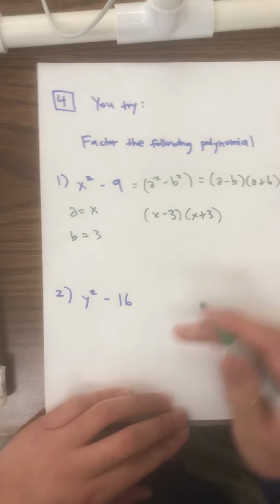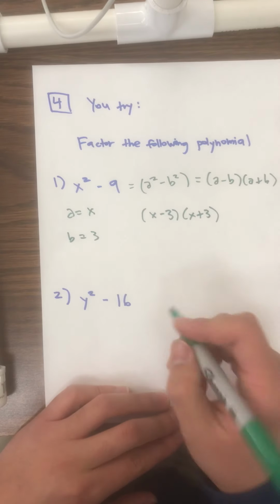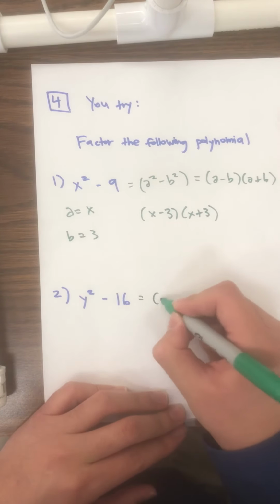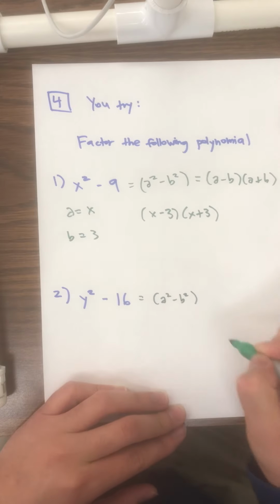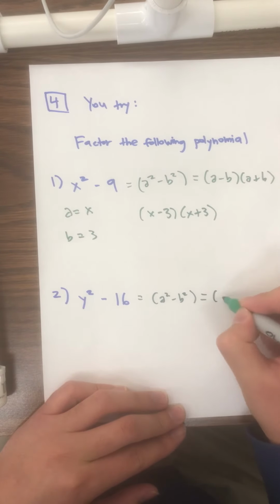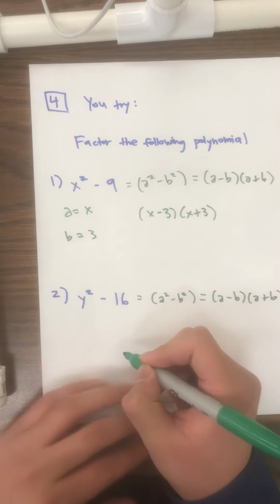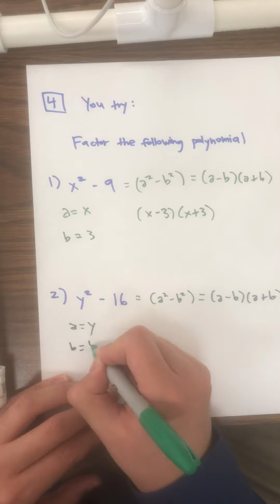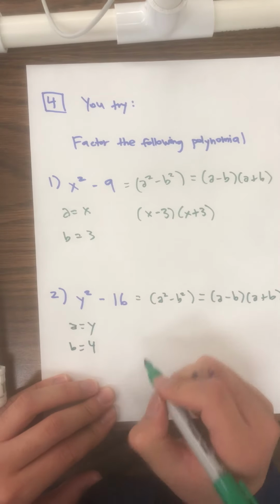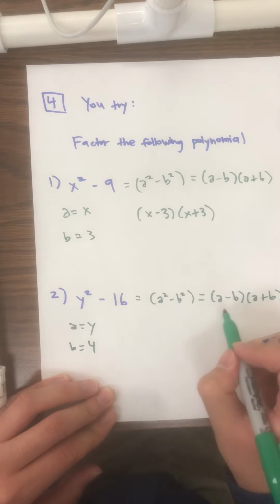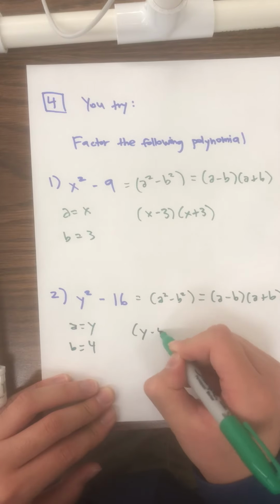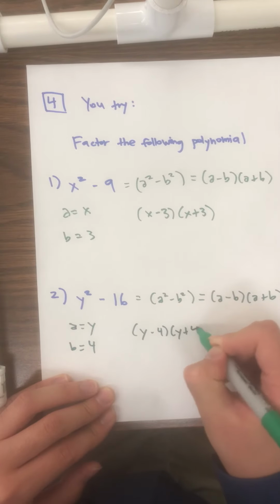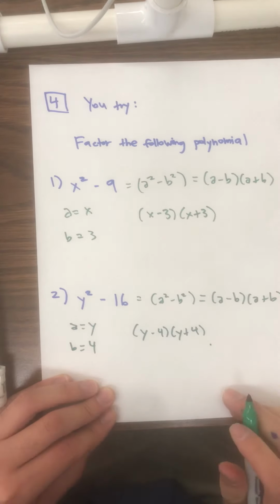Now I want you to try number 2. This is in the form a squared minus b squared. Anything in this form can be rewritten as a minus b times a plus b, right? What's our a? It's y. What's our b? It's 4, because 4 squared is 16. So let's plug in everything we know into our equation. So we get y minus 4 times y plus 4. And there you have it, difference of squares.